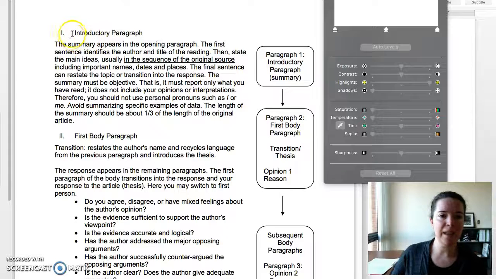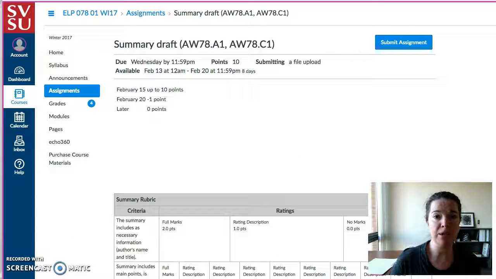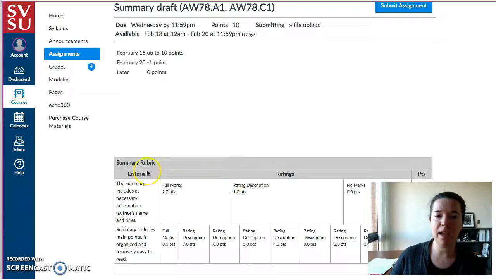You are submitting the introduction, which is the summary paragraph. Look over this. Make sure that you have all of this information in your summary. You've looked over the assignment sheet to make sure you're not missing anything there. Go to Canvas and look at the actual assignment here. Check the dates, and then look down at the bottom at the rubric.